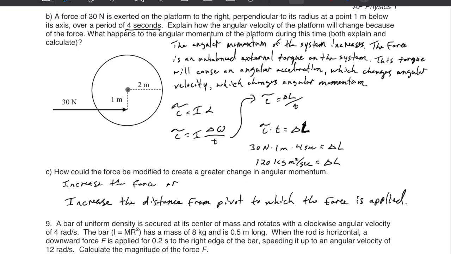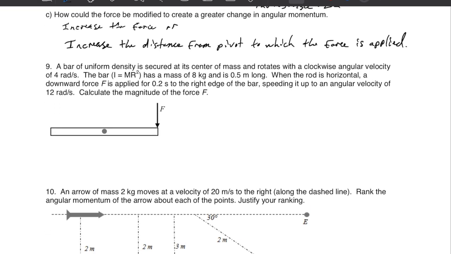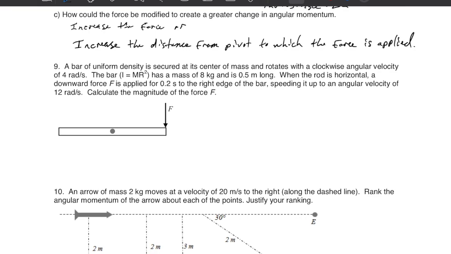A bar of uniform density is secured at its center of mass and rotates with a clockwise angular velocity of 4 radians per second. So we know our initial angular velocity is 4 radians per second. The bar, I equals mr squared, so we know that the rotational inertia formula for the bar has a mass of 8 kilograms and is 0.5 meters long. So the length of it is 0.5 meters. I'm going to change R to L so that I know that it's the length, not the radius, because it's rotating at the center.